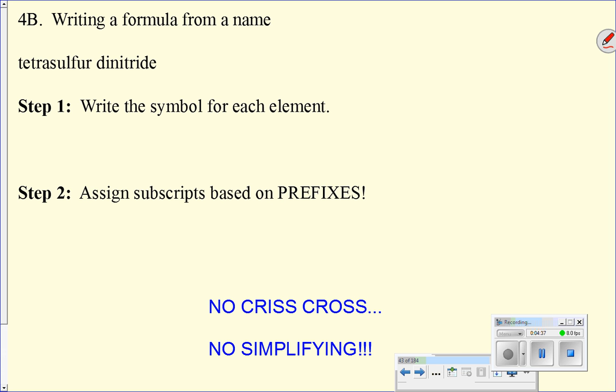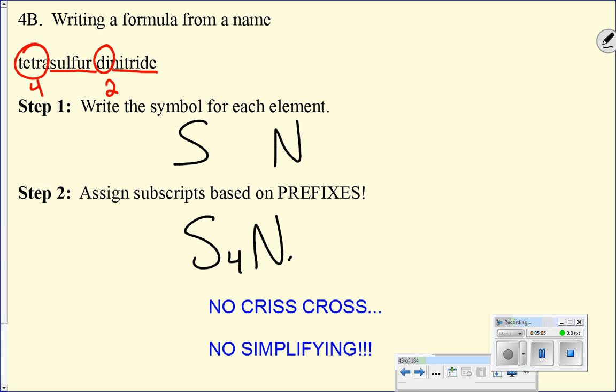You also need to be able to take one of these names and write it in symbols. So we have tetrasulfur, so that's the sulfur part of this. And nitride is representing nitrogen. That ide ending tells us we go to the periodic table. And then based on our prefixes, tetra means 4, di means 2. So this is going to be S4N2. Again, we didn't crisscross, you're not pulling any charges, so don't simplify or reduce. It's okay that this is not in the lowest whole number ratio. Tetrasulfur dinitride, S4N2.